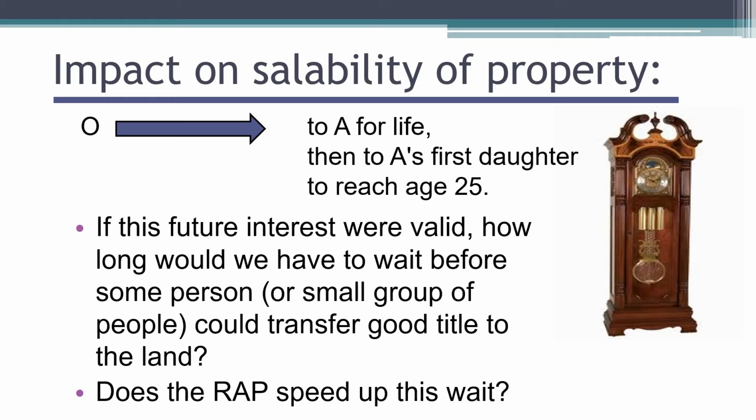Well, under the rule against perpetuities, the remainder of the first daughter to reach age 25 is void. All we have is to A for life and a reversion in O. Both A and O are living people. If they agree and join in a deed, we can pass good title immediately. So the rule against perpetuities definitely does, in this example, speed up the time at which a group of living persons can join together, execute a deed, and pass complete title to the real estate.